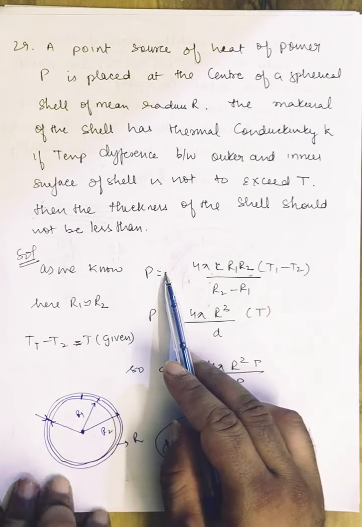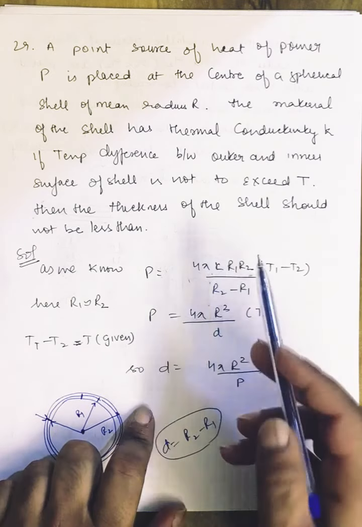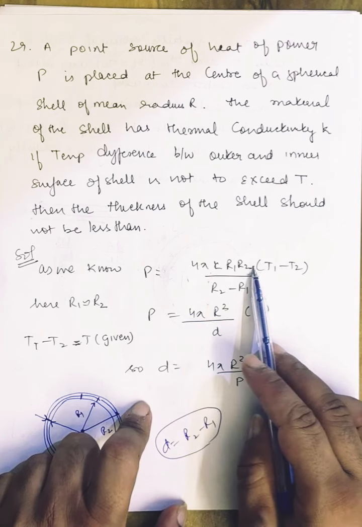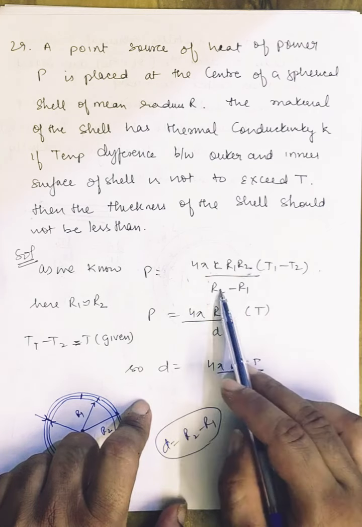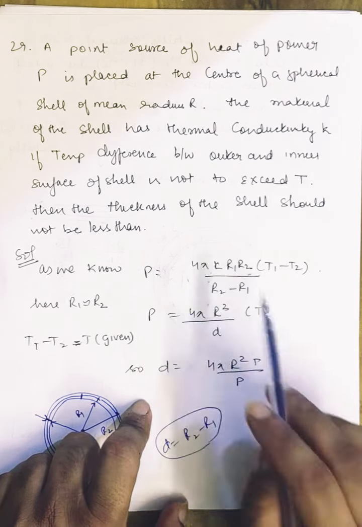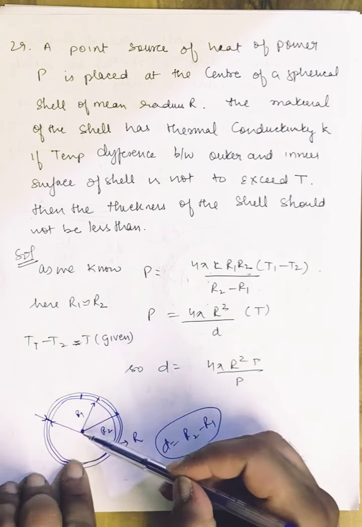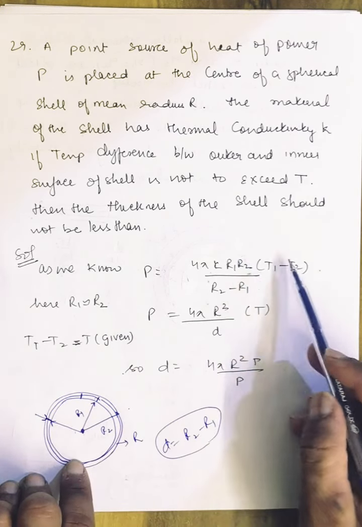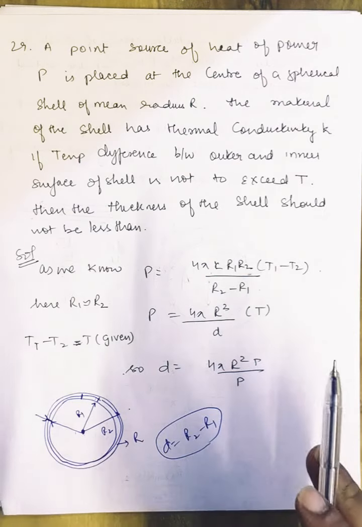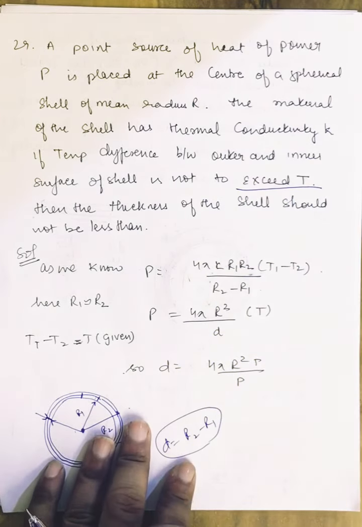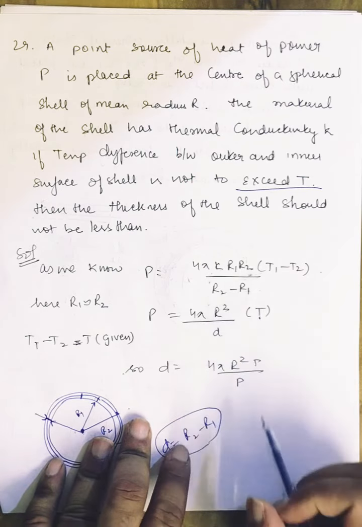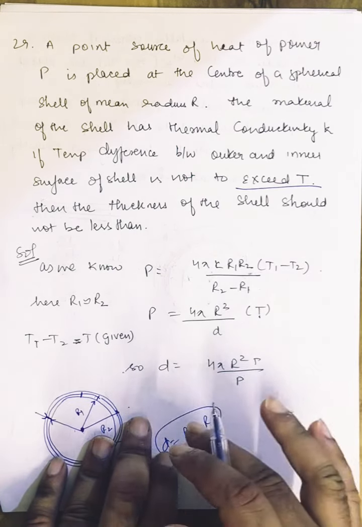Now, as we know, power, which is dq by dt, I've just calculated in the previous question. For a sphere, it is 4 pi k R1 R2 (T1 minus T2) upon (R2 minus R1), the temperature difference. Here R1 is almost equal to R2, as I told you, it's a shell, so I can write R square. T1 minus T2 is given as T only, the temperature difference is T only. And R2 minus R1 is the thickness D, and that is what they are asking.